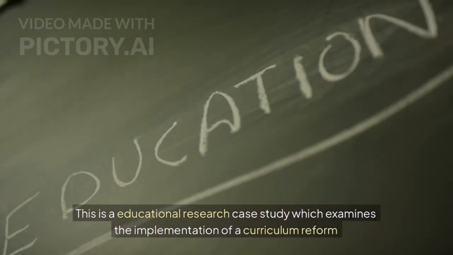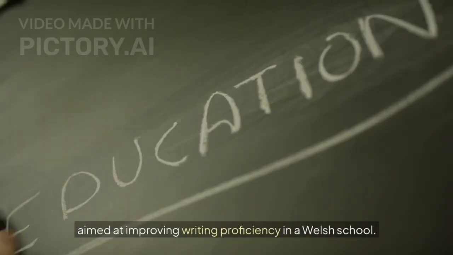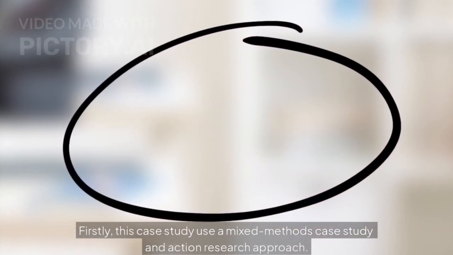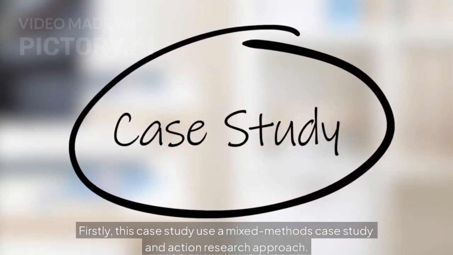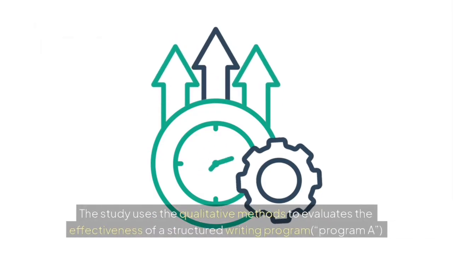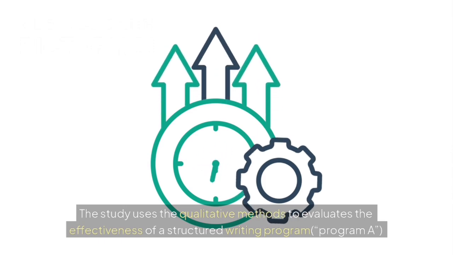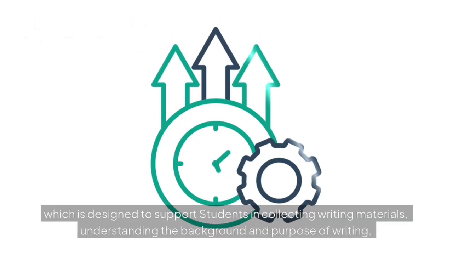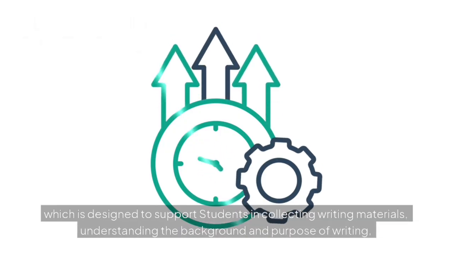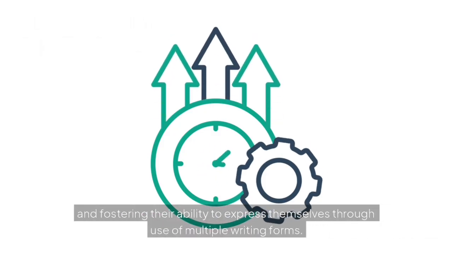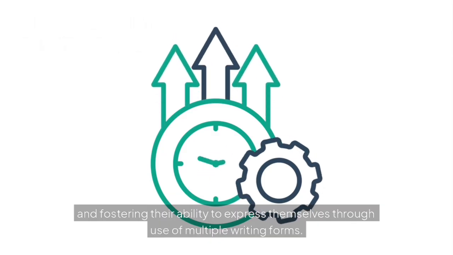This is an educational research case study which examines the implementation of a curriculum reform aimed at improving writing proficiency in a Welsh school. Firstly, this case study uses a mixed methods case study and action research approach. The study uses the qualitative methods to evaluate the effectiveness of a structured writing program, Program A, which is designed to support students in collecting writing materials, understanding the background and purpose of writing, and fostering their ability to express themselves through use of multiple writing forms.